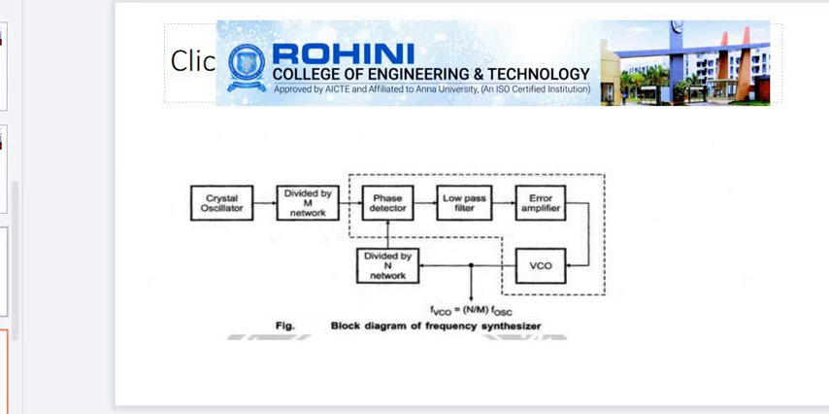PLL can also be used as a frequency synthesizer. In the frequency synthesizer, it can produce a precise frequency that is derived from a stable crystal controlled oscillator. The figure shows the frequency synthesizer. Here the second input signal to the phase detector is fed by the output of the voltage controlled oscillator. A divide by N counter is inserted in the loop and the output is given by Fd equal to F naught by N. F naught is the output frequency of the voltage controlled oscillator.